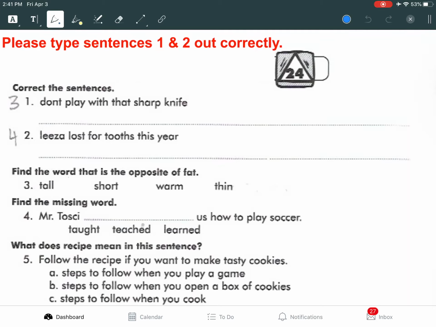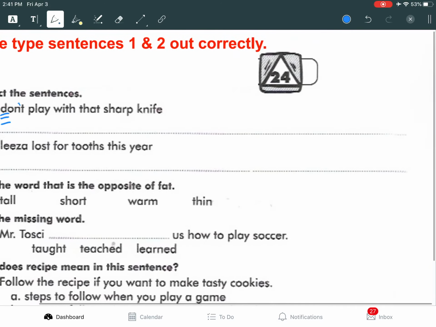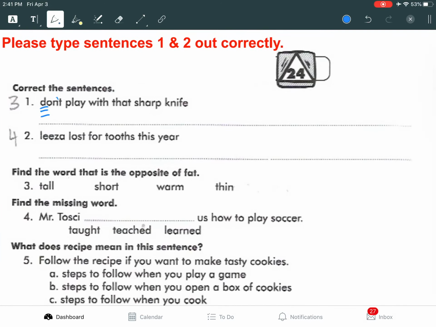Don't play with that sharp knife. Well, I hope not. All right, so the D in don't needs to be capitalized because it's at the beginning of the sentence, and we capitalize the first word at the beginning of each sentence. Don't is a what? Don't is a contraction for what two words? For the words do and not. So since it is a contraction, we're going to put an apostrophe right there. All right. Don't play with that sharp knife.